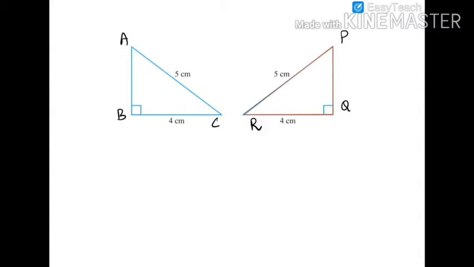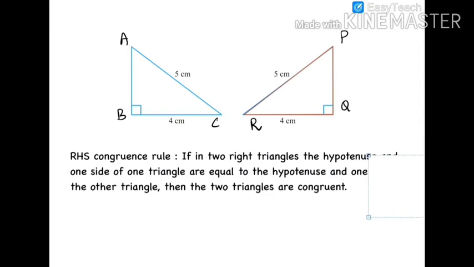So in two right angled triangles, if we know that the hypotenuse and one side of one triangle are equal to the hypotenuse and side of another triangle, then we can say that these two triangles are congruent by a rule called RHS. R stands for right angle, H stands for hypotenuse, and S stands for side.